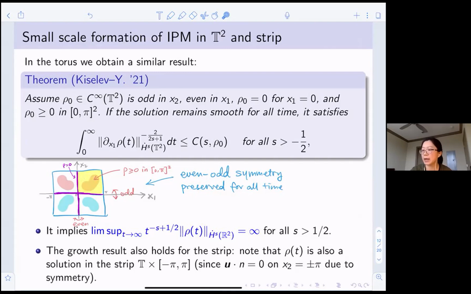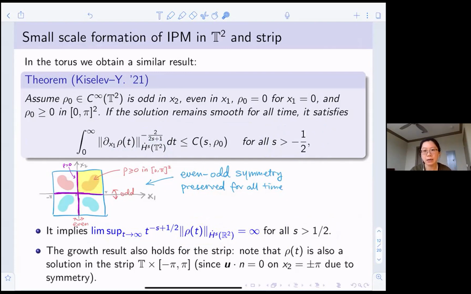And then we prove that if the solution remains smooth for all the time, then the HS norm is going to have infinite growth. So the HS norm of the partial x1 is going to grow for all s bigger than -1/2. So when translating it to the HS norm of rho itself, it means that for any s bigger than 1/2, it will be growing to infinity in the limsup sense.